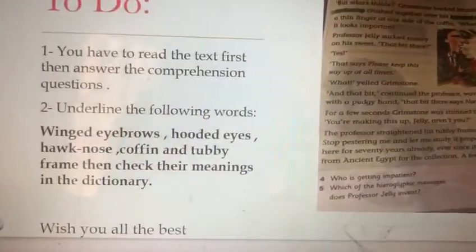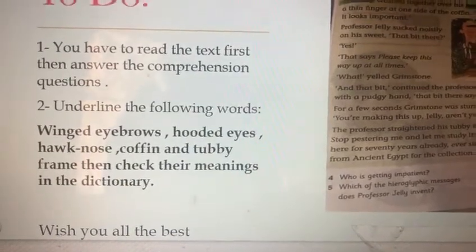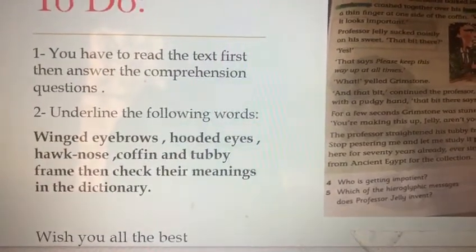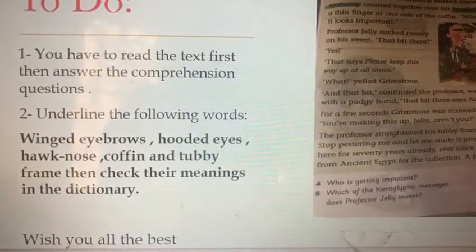Now I want you, after you finish the reading and the questions, to find the meanings of these words. Of course, you have to underline them in the story and find out their meanings in the dictionary. Winged eyebrows, hooded eyes, hook nose, coffin, and tubby frame.